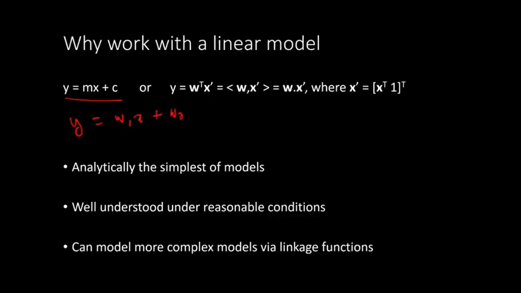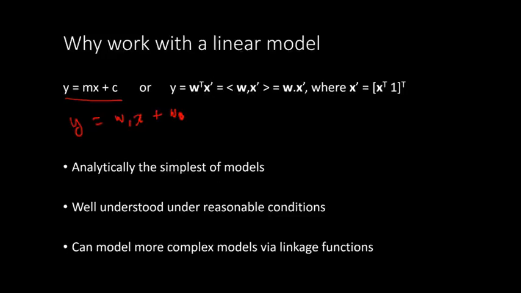An even simpler model would be y is equal to w0, where y is just a constant, and that's the simplest model that you can have. But we will make it slightly more interesting so that it varies with x. So we will make it y is equal to w1x plus w0. And the way we will write this is y is equal to the dot product of w and x.